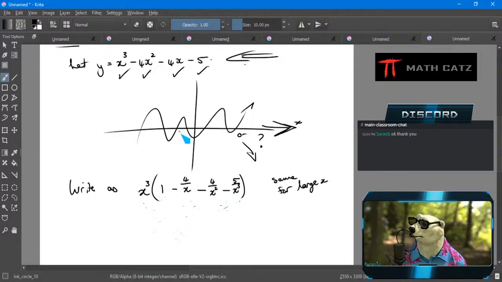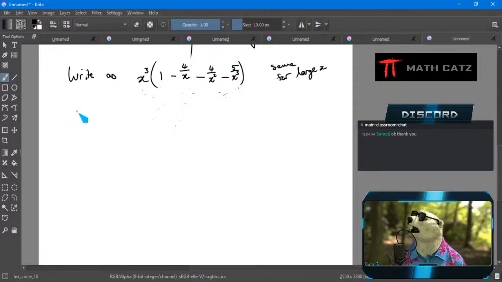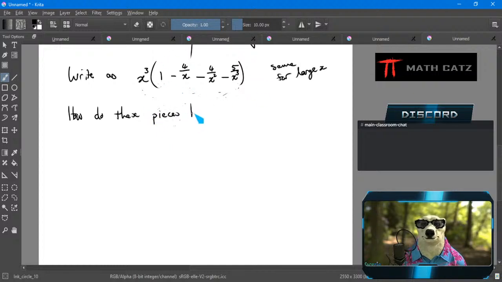Okay. So now the question is, what happens to the pieces as x gets really big? And the first one is a slower discussion. Once we get the hang of it, it's going to speed up a lot. So now the question is, how do these, I'll call them pieces, that make up this function behave as x gets large? That is the question.